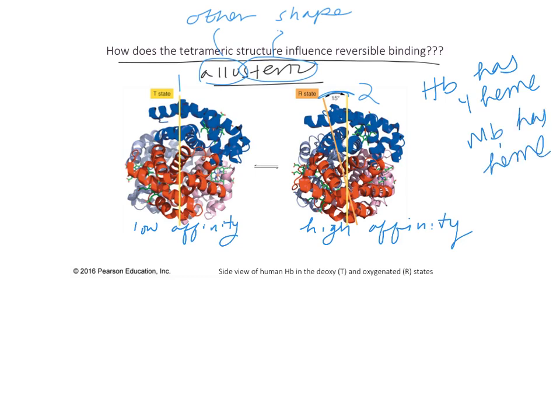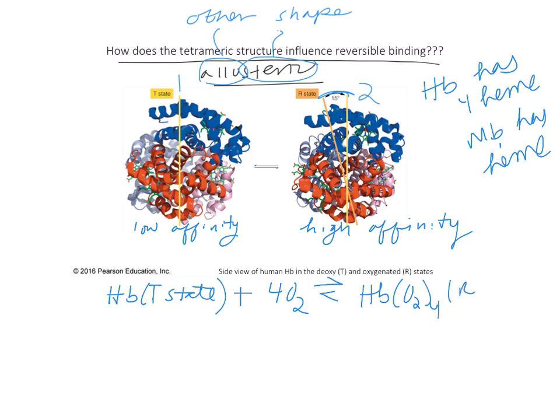That means that in the T state, so here we have hemoglobin in the T state, that should be a capital T, the T state is unbound. There is an equilibrium where we can add 4 oxygens. There's an equilibrium to the R state, HB, which is oxygen bound. So 4 oxygens are bound, and we call this the R state. T and R refer to T meaning tense and R meaning relaxed.